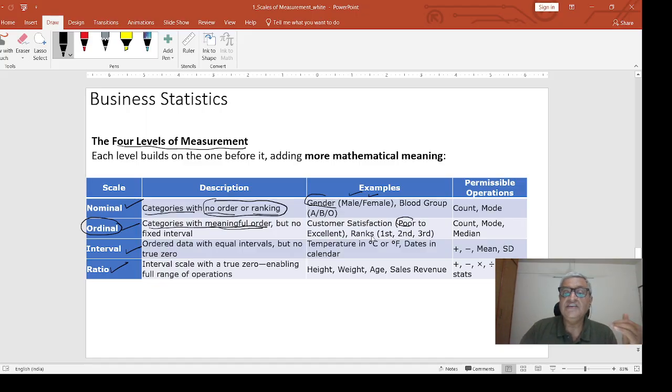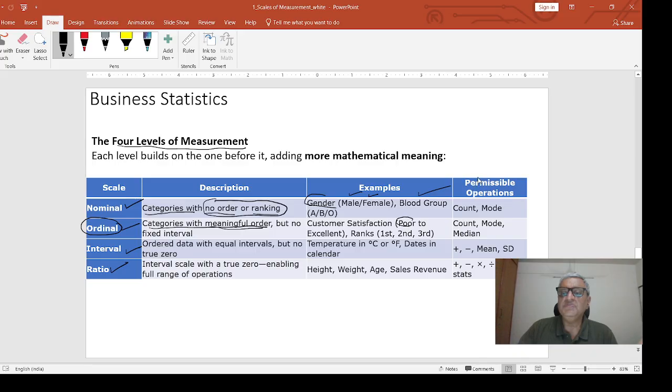So there is an order in this data. Whereas blood group, A, B, O, there is no order. A has an equal order as B, and O has an equal order as A and B.